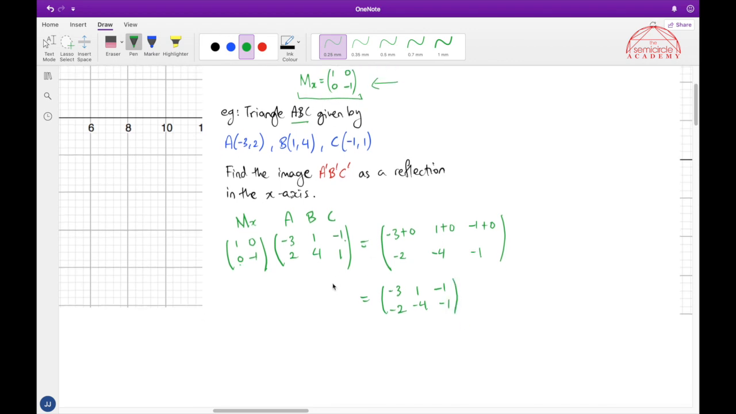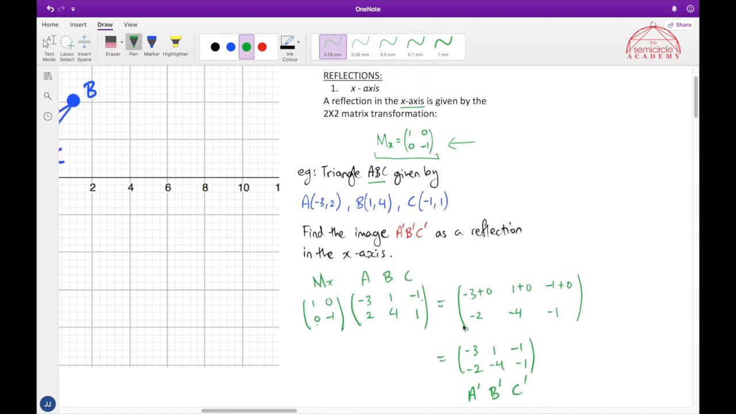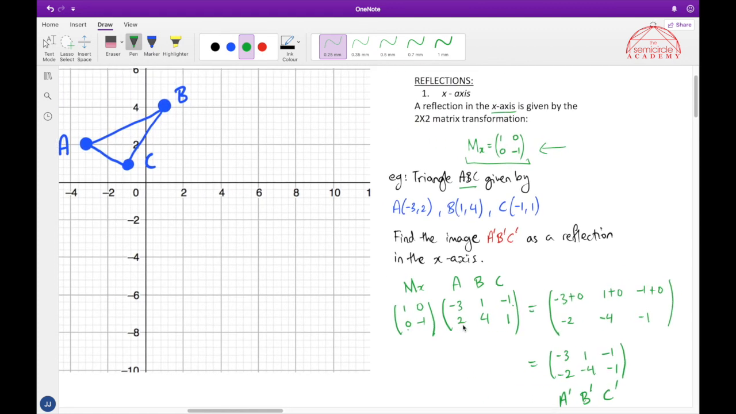So this here represents A prime, B prime, and C prime. So let's plot A prime, B prime, and C prime and see what it looks like. We have A prime here being -3, so we have -2, -3, and -2. That should be about here. So this will be my A prime.